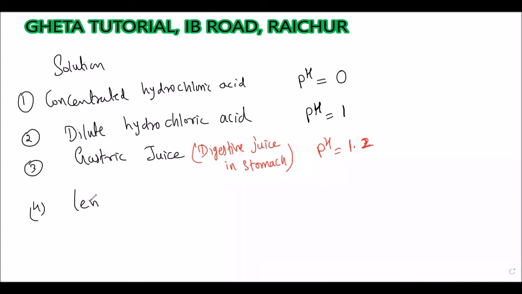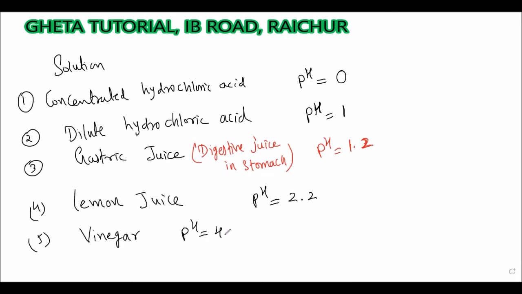Similarly, we have lemon juice. The pH of the lemon juice is 2.2. Then what is the pH of vinegar? The pH of vinegar is 4.